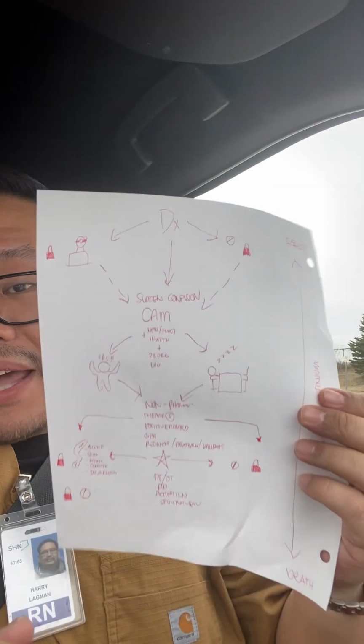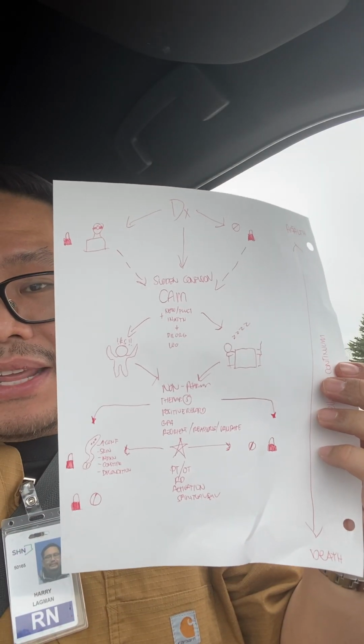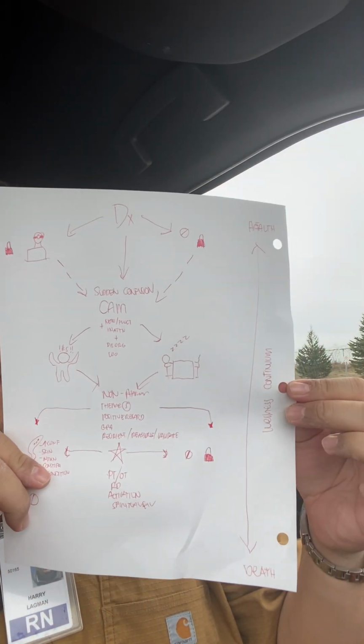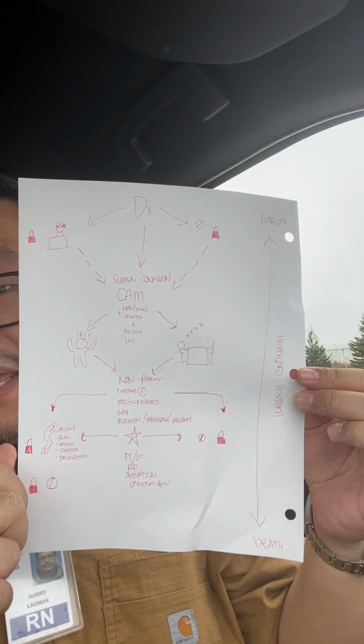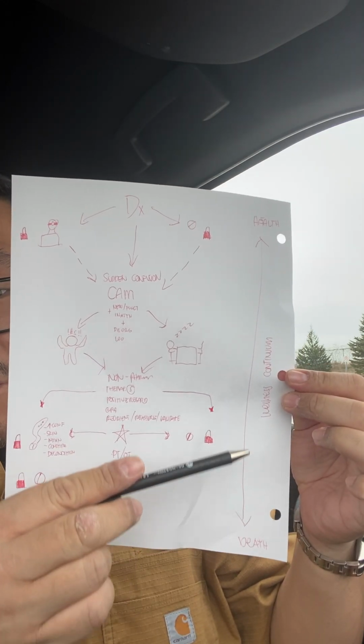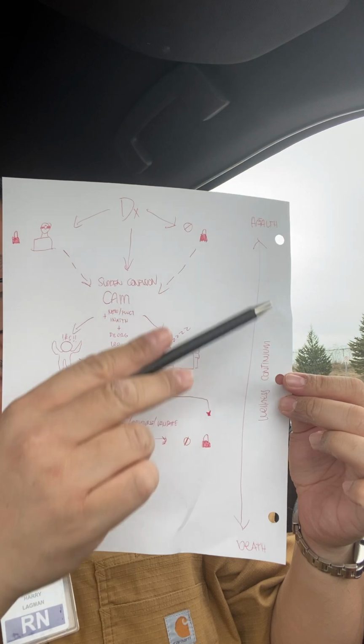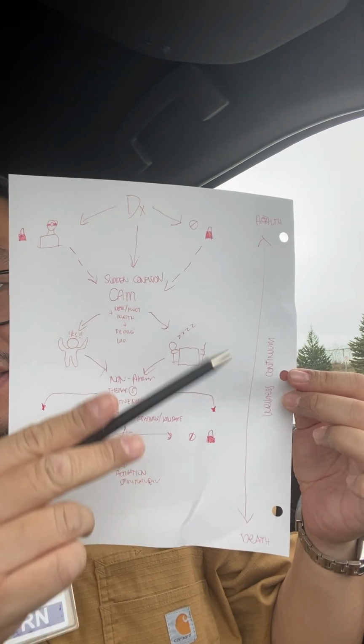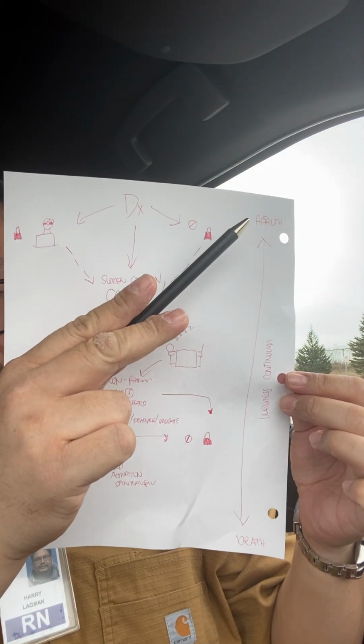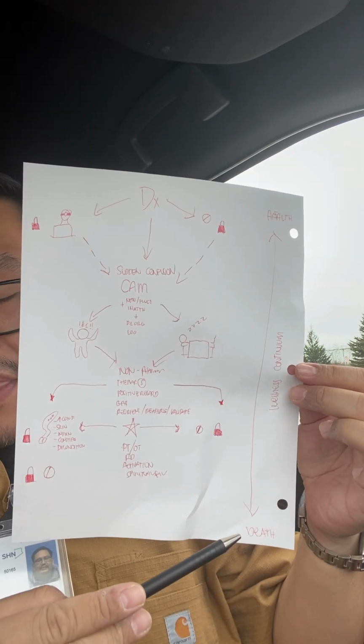And so I'll start with a diagram. Now, don't get intimidated. It's basically a wellness continuum on one side of this diagram. Above is health, and below is death.